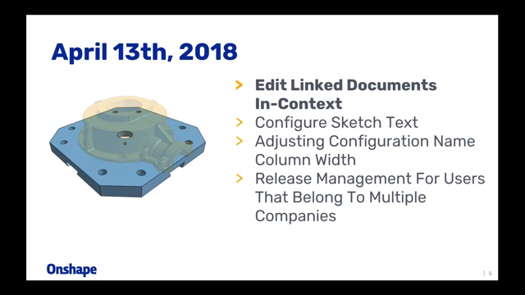Next one, this is a small usability improvement, but big for those that are using the new simultaneous bill of materials. Now you can adjust the configuration name, quantity, item number. You can adjust the column width of those details of the configuration table.